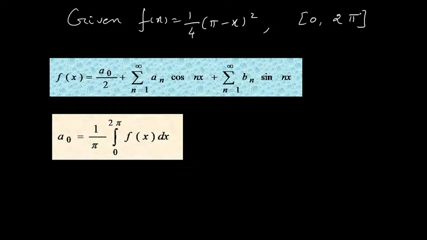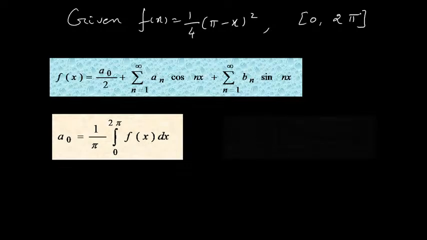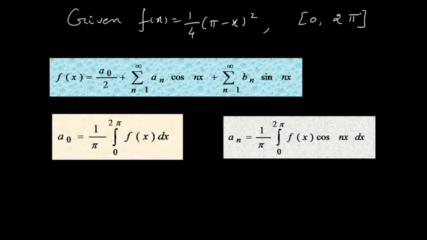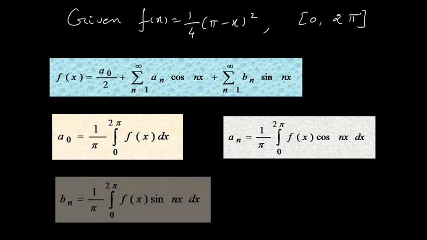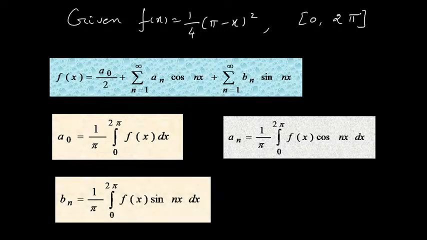Here a0 is calculated using the formula 1 divided by pi integral 0 to 2 pi f of x dx, an is calculated using 1 divided by pi integral 0 to 2 pi f of x cos nx dx, and bn is calculated using 1 divided by pi integral 0 to 2 pi f of x sin nx dx. Let me calculate all these values of a0, an and bn.